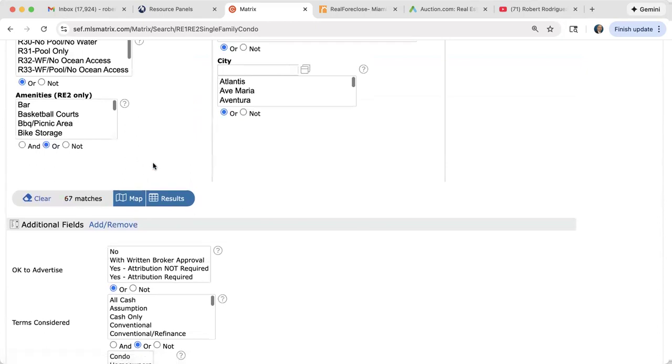So there were 85 matches. We cut it down to 67. So there was quite a few properties in a HOPA community. All right, so now let's go ahead and click on results.